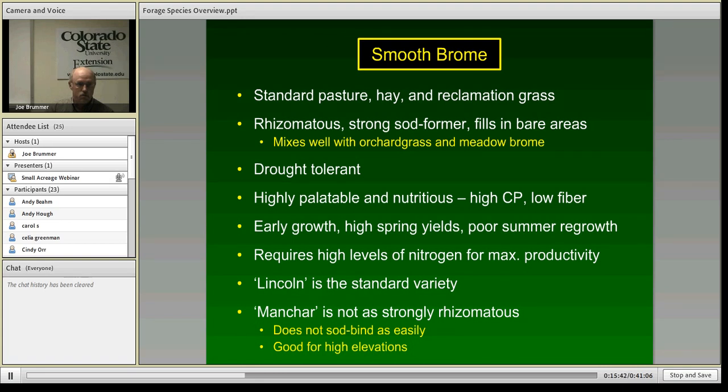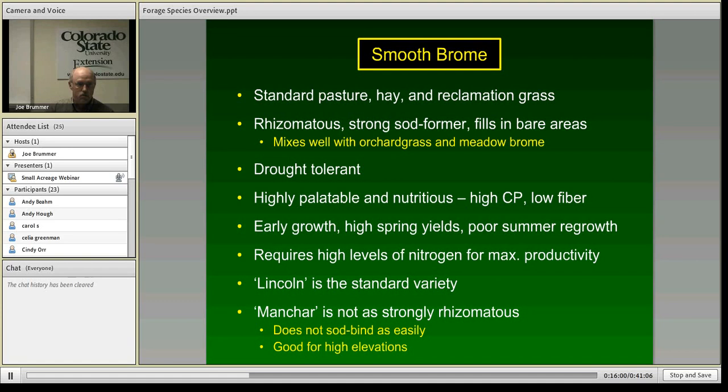It tends to pretty much shut down during the middle part of the summer, even if it's irrigated. Another drawback is it tends to require high levels of nitrogen for maximum productivity. So it's another consideration. It will grow, but it's not going to be as productive without additions of nitrogen fertilizer.